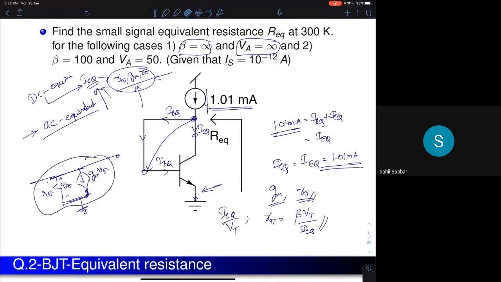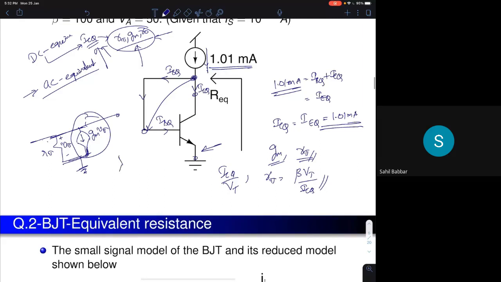What can I represent GM as? This part. What is the voltage across? If I give you a circuit like this, isn't R pi infinity? No, R pi is not infinity. Yeah, sorry, you're right. So you were asking me, R pi is beta Vt by ICQ. R pi is also infinity in the first model. So therefore, I'll open circuit R pi.